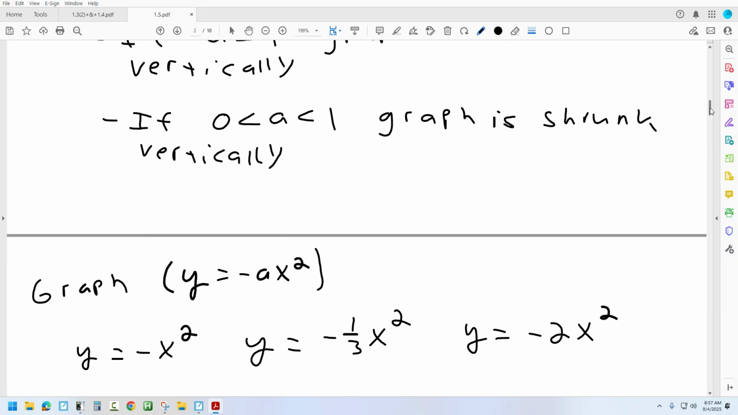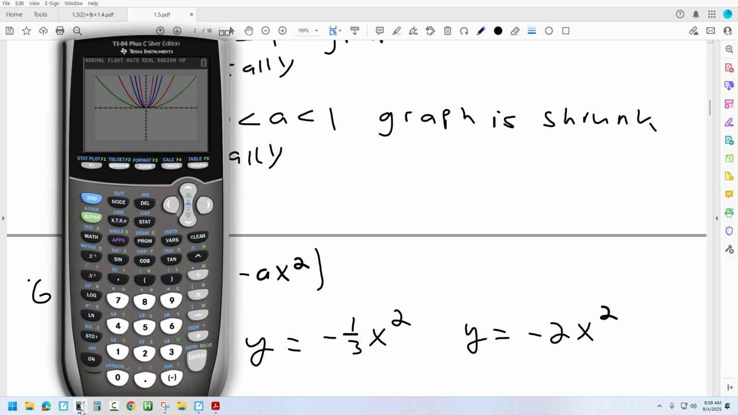Now, let's try some of those same graphs again, but let's throw the negative in there and see what happens. Notice where I put the negative. It is in the front, in front of the entire function. It's not inside with the x squared. There's a difference if I put the negative on the inside with the x squared, or I just put it in front of the whole thing. If you want to think of it as parentheses, you can think of that. That's the same thing.